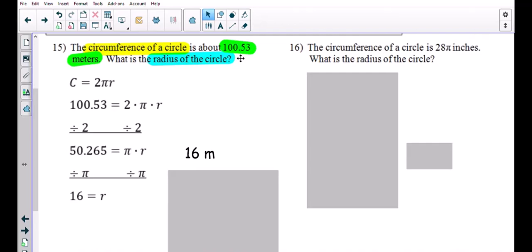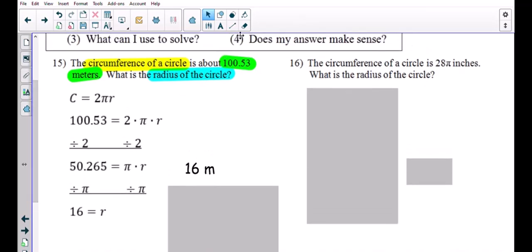Now, number 16, I complicated things a bit. I wrote the circumference in terms of pi, but we're going to treat it the same. Well, pretty similar, I guess I should say. So it says the circumference of a circle is 28 pi inches. What is the radius of the circle? First of all, if you recognize that we're talking about the circumference of a circle, and you're thinking, well, that's pi d, that means that 28 has to be the diameter, that could help you find the radius.